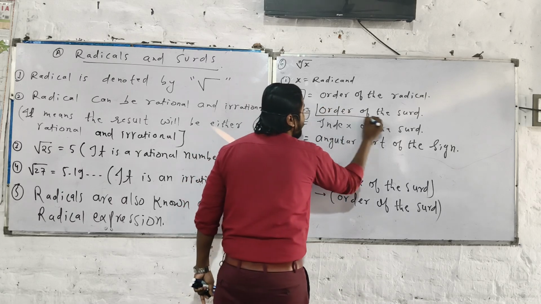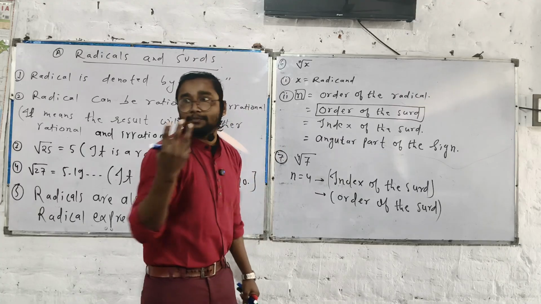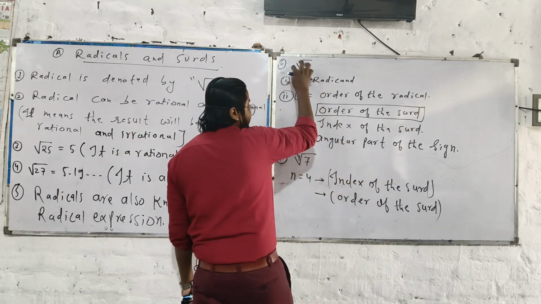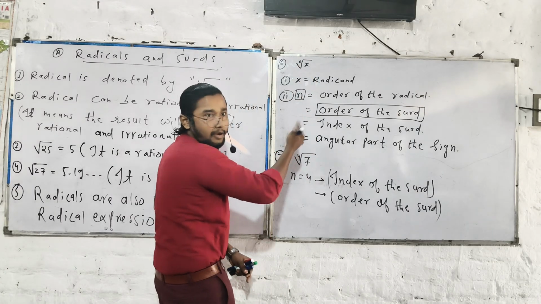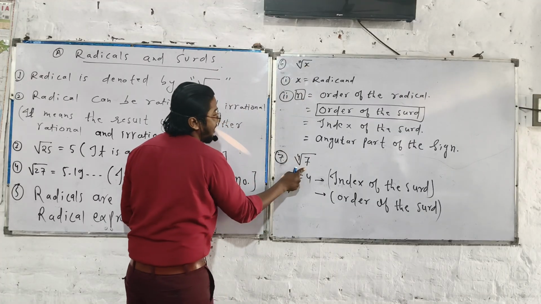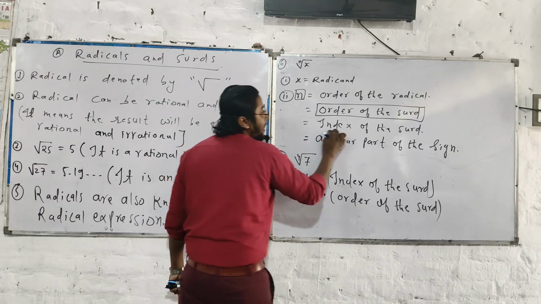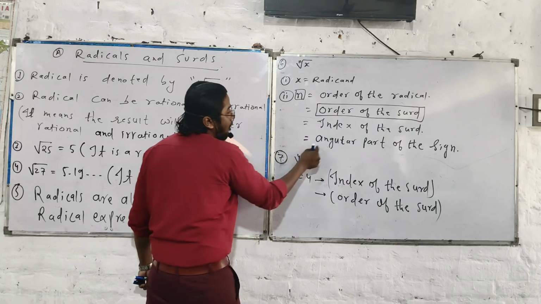This is the most beautiful definition, so I'm going to make a rectangle around it. Now we can study that n is the order of the surd. This time we are assuming it can be a surd or a radical as well. Let's assume I take the value 7. If I put x equal to 7, then it will be the surd. So I can say n is the index of the surd. Now, the angular part.